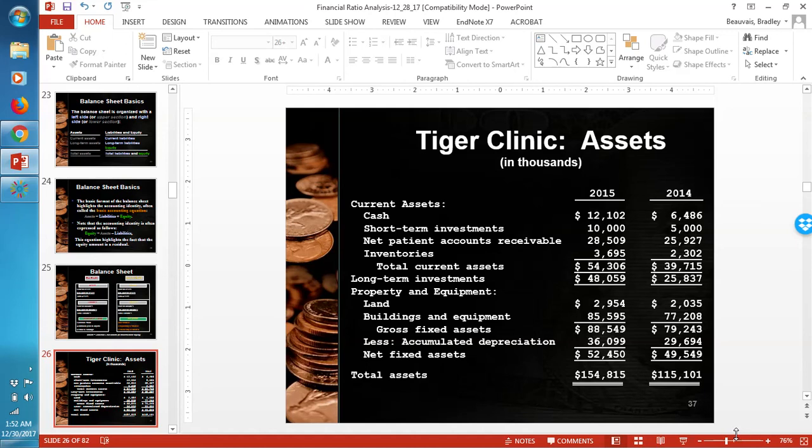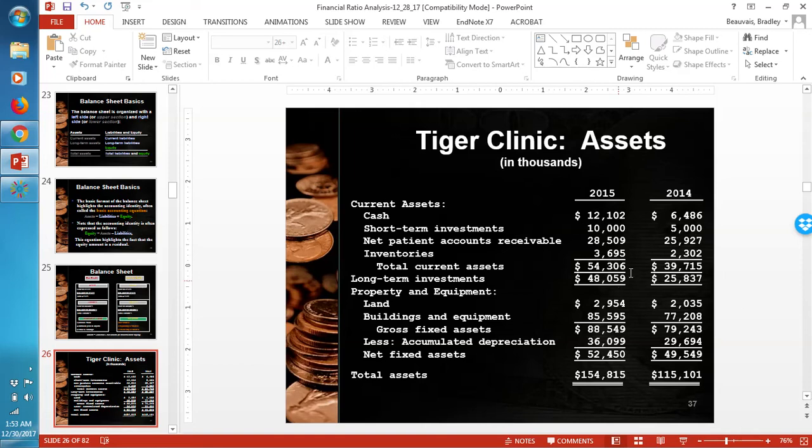Now, to follow our same or similar example that we did with the income statement, here we have just a very basic structure of the asset side of our Tiger Clinic. Again, we have the 2014 and 2015 reporting, and we have our range from top to bottom, current assets, all the way down through our total asset structure. Now, same as what we did with the income statement, we can do some comparison shopping between 14 and 15 and start to gain some understanding of where this organization is going through the financial statements and what it's actually telling us.